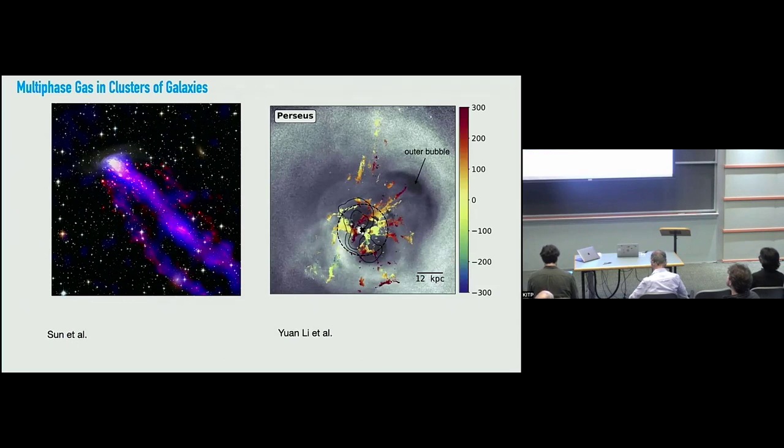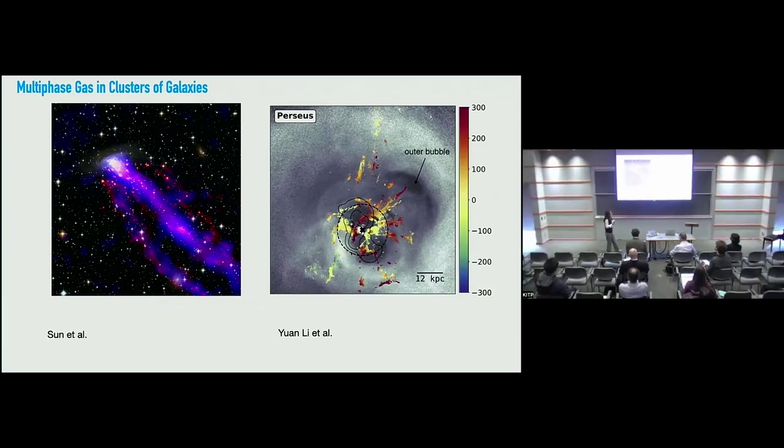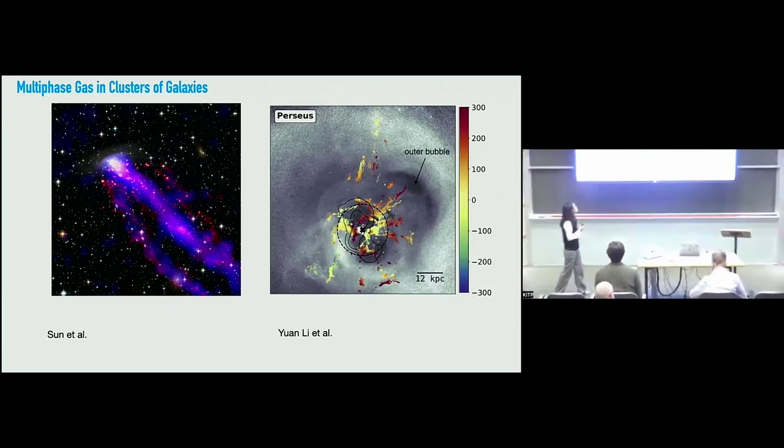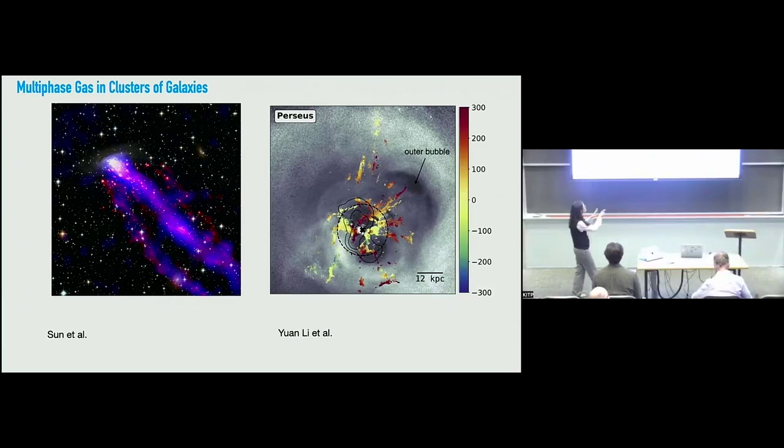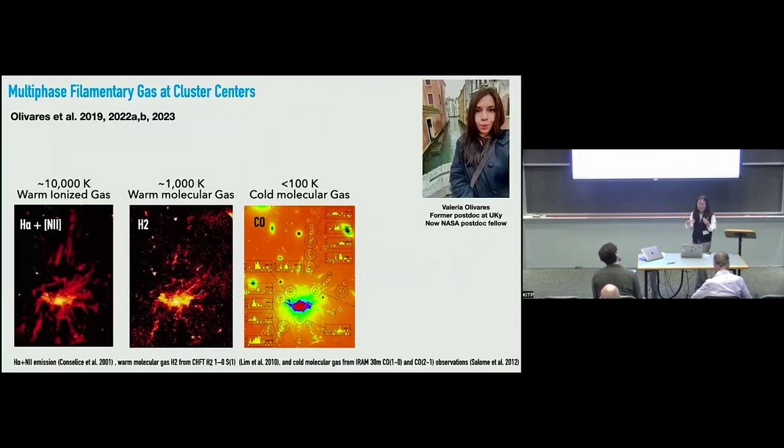Another very well-studied environment is the cool core clusters. I took this picture from Yuanyuan's paper. The gray one is the X-ray emitting hot gas, and the colorful ones are H-alpha filaments, similar to the tail in some sense. And so we ask ourselves, what is the response? Can we recover a similar correlation in cool core clusters as in the jellyfish galaxies?